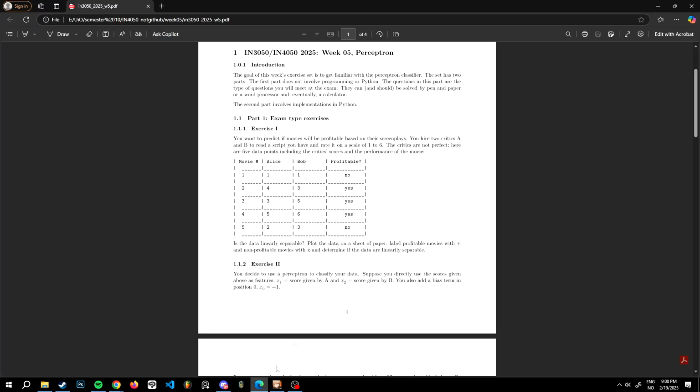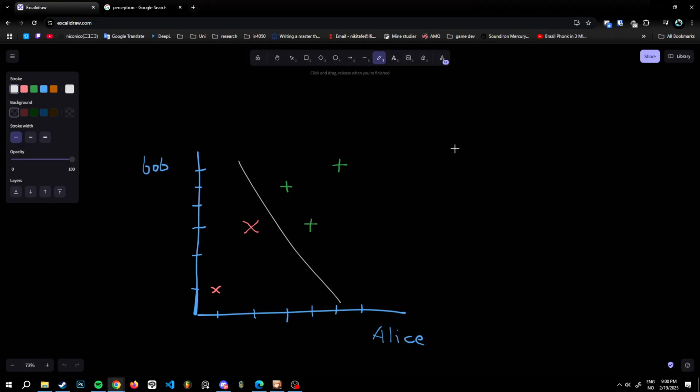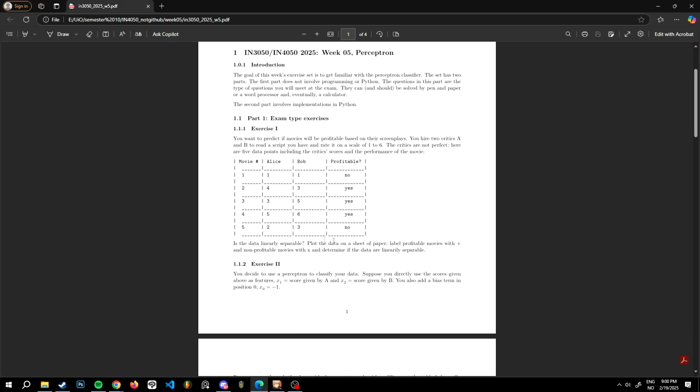And now they're asking us, is the data linearly separable? And I asked the teacher if there is like a function or something that I don't know to calculate if the data is linearly separable or not. But he told me that what I did is correct, and this is completely fine to do. So what I basically looked at, I was like, yeah, you could draw a straight line that separates all these profitable movies from all the unprofitable movies. And that's what makes it linearly separable.